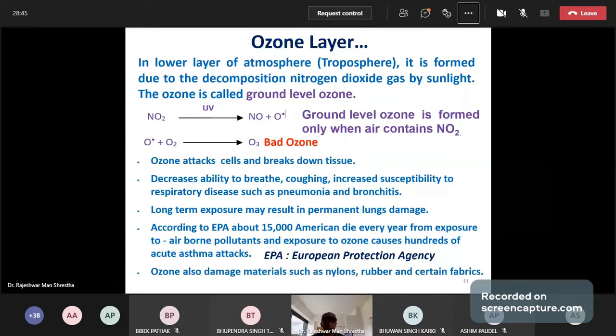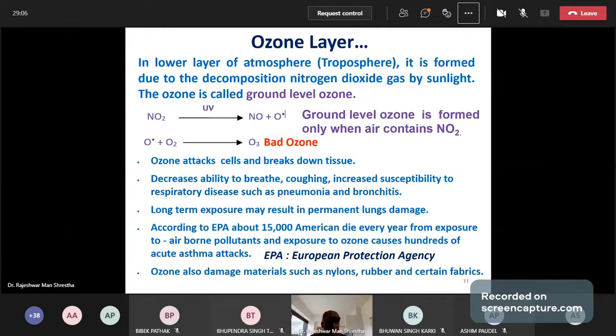According to the EPA, Environmental Protection Agency, 50,000 Americans die every year from exposure to airborne pollutants. And exposure to ozone in the atmosphere causes hundreds of acute asthma attacks.